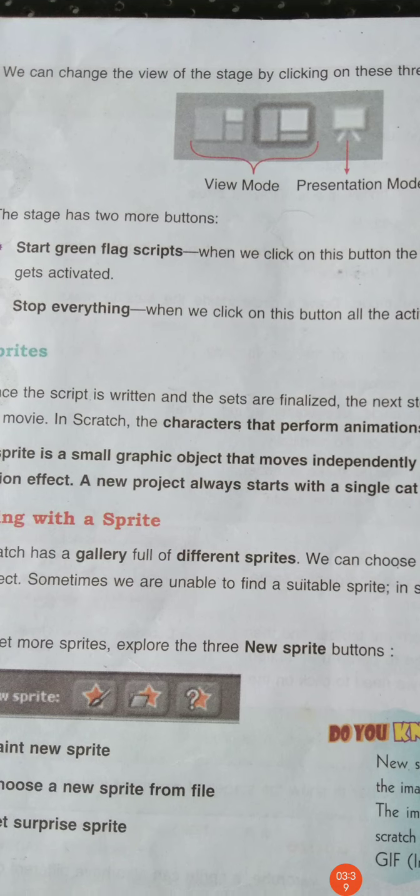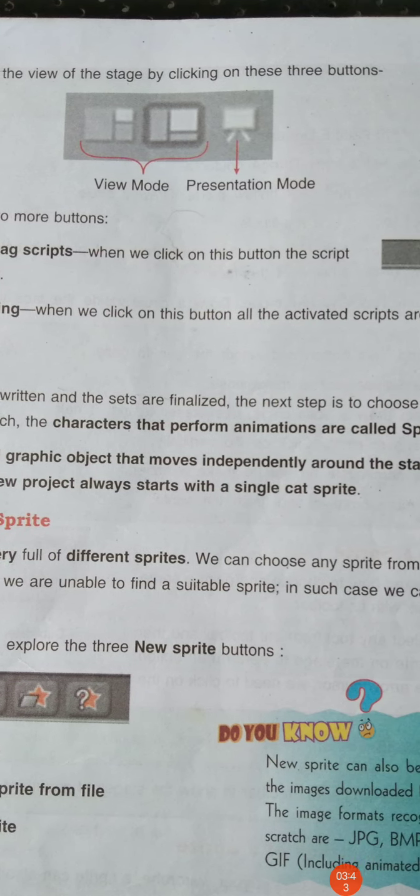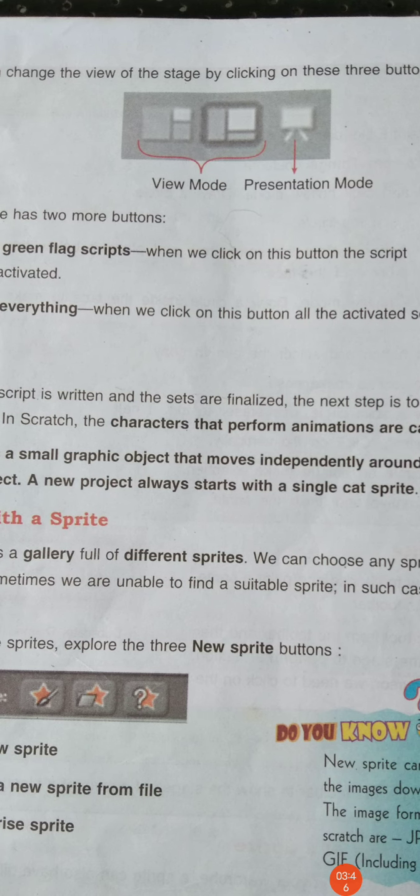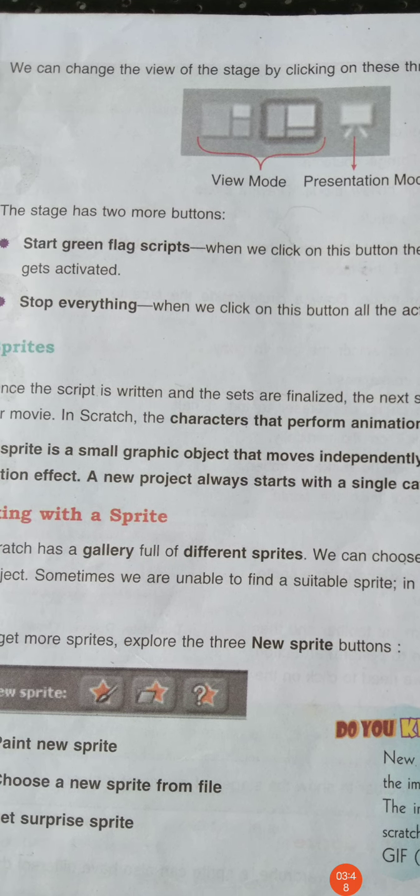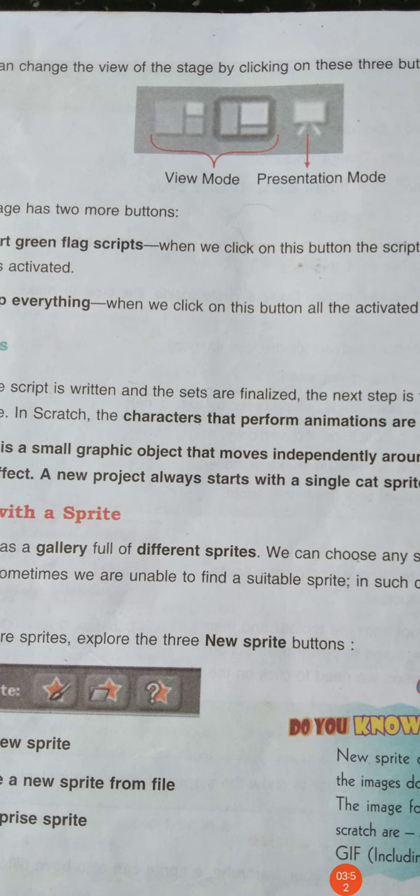Next, we can change the view of the stage by clicking on these buttons. As I am showing you practically, we can change the view of the stage by clicking on these buttons. One is presentation mode, then restore mode, then minimize. These are the three view modes.